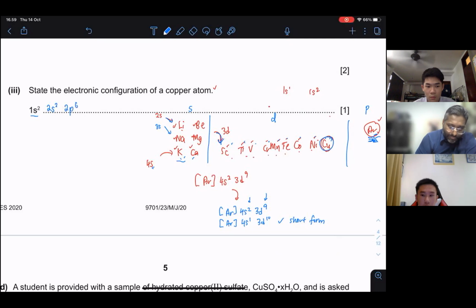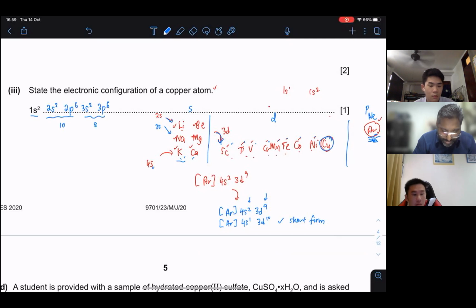This is going to be 10. 10 is neon, if you remember. Neon is on top of argon. If you continue further, 3s2, 3p6. And then if you continue further, we don't write down 3d, but again, you see here, 10, this is going to be 8, now it's 18.